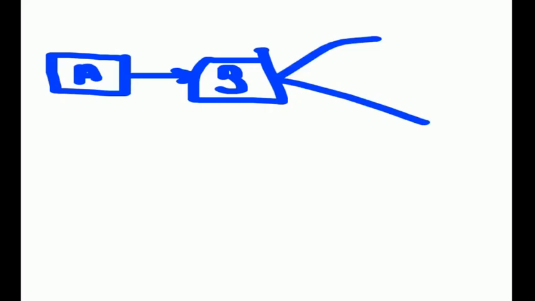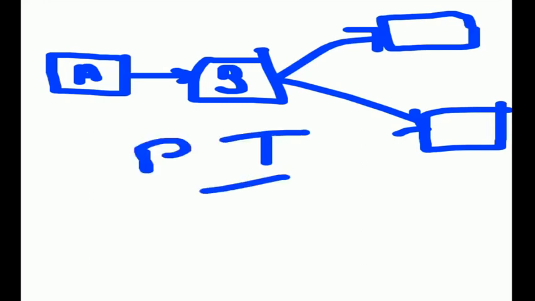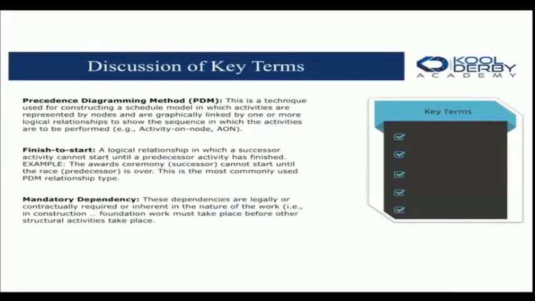But these nodes are important because what I'm displaying here is something called activity on node. So we have a sequence of activities that build on each other. Don't forget, and it's very important for the exam, the project team must be involved with this process. It cannot just be the project manager, okay? So these activities are represented by nodes and are graphically linked by one or more logical relationships.